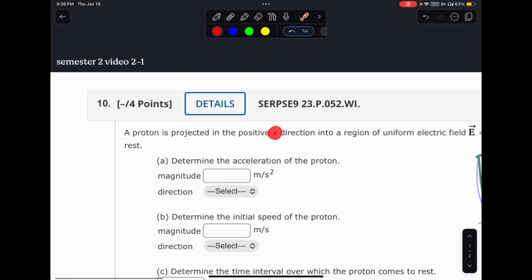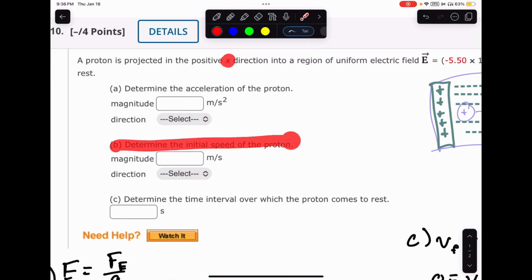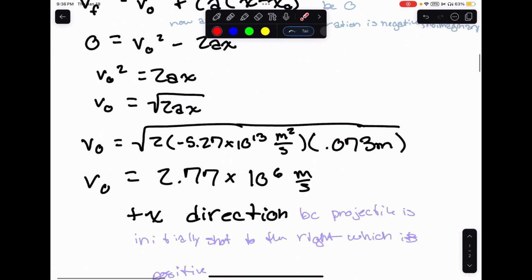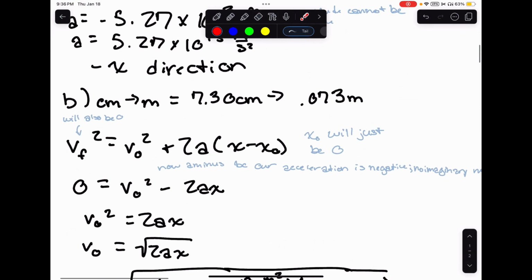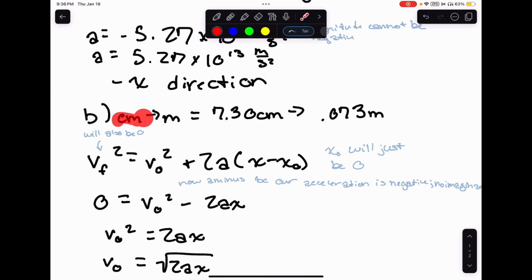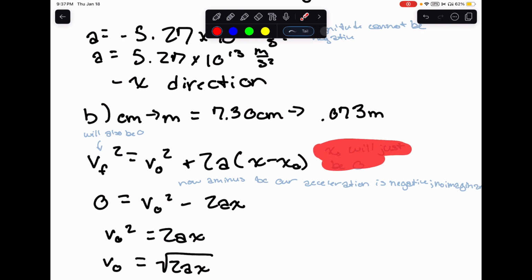Now the second part, B, asks determine the initial speed of the proton. Because of that, I converted centimeters to meters. So 7.3 centimeters is 0.073 meters. So the final velocity will be 0 because it shoots off and stops. And then our initial position is just going to be 0.